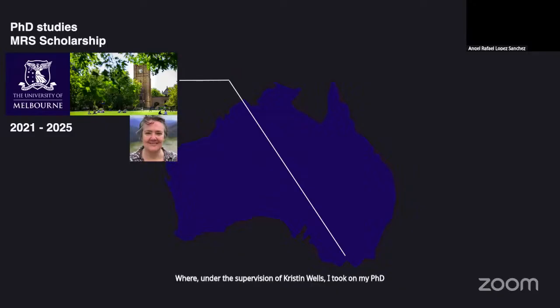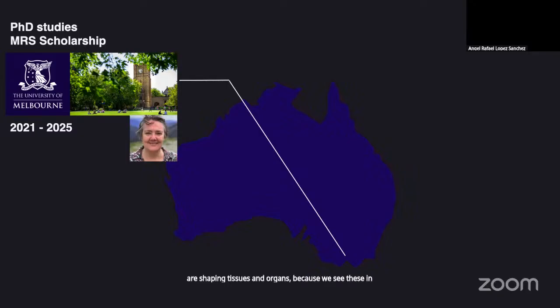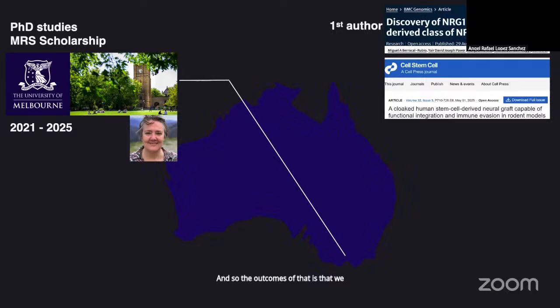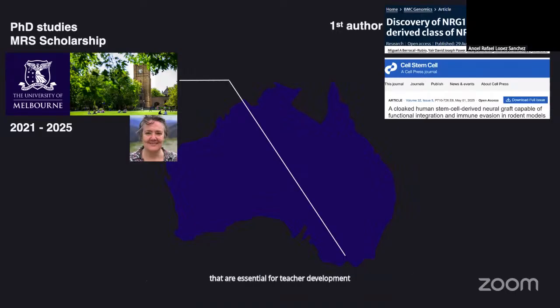In this PhD, I was trying to understand development from a slightly different point of view. I was trying to understand how immune cells, which are present very early on in our embryos, are shaping tissues and organs, because we see these in adult tissues. And the outcome of that is that we discovered a whole group of new proteins within the NRG1 gene that are essential for tissue development in essential organs like the brain, the heart, or the gut.